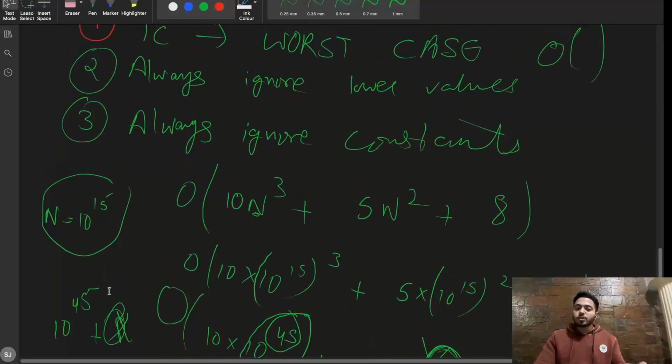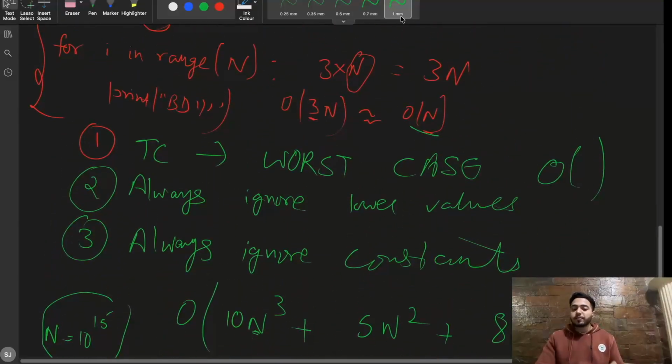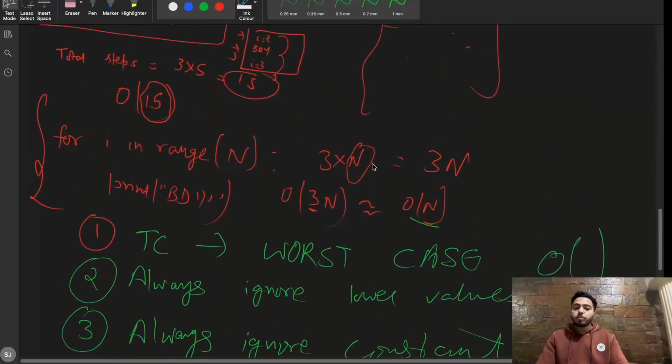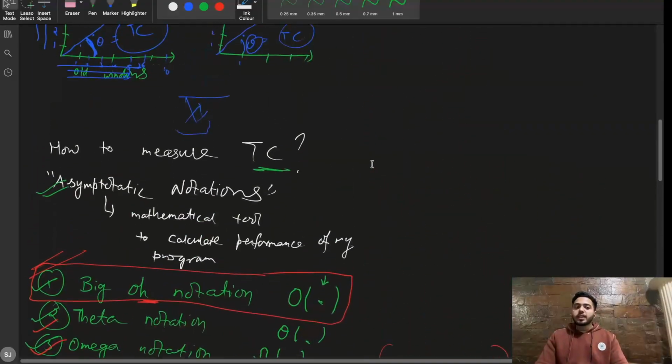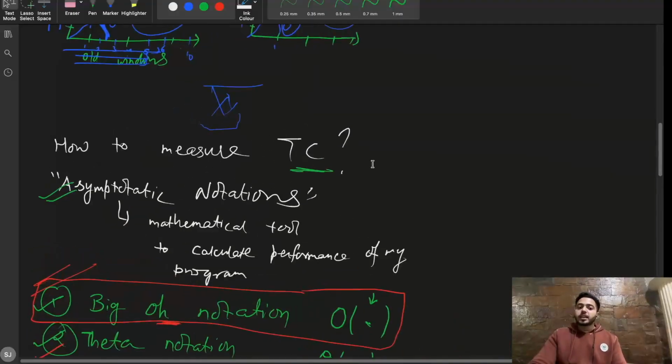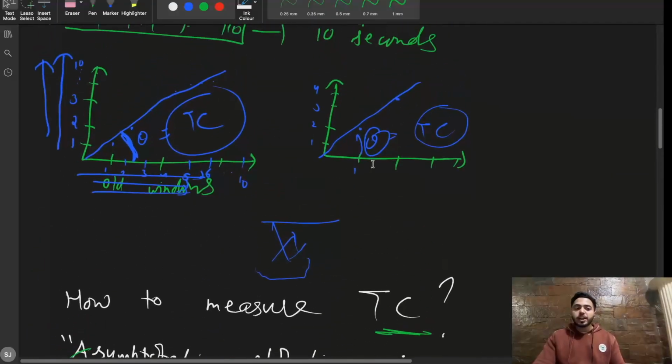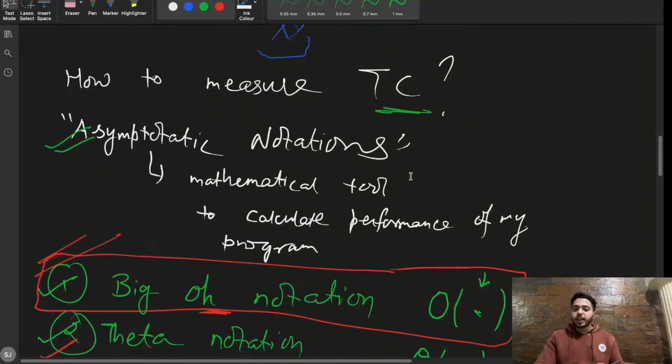So these are the rules you should keep in mind when you are calculating the time complexity. I hope it is clear what time complexity is. It is the rate at which the time taken by my program increases on the basis of my input size, right? And we saw it with the help of a graph.